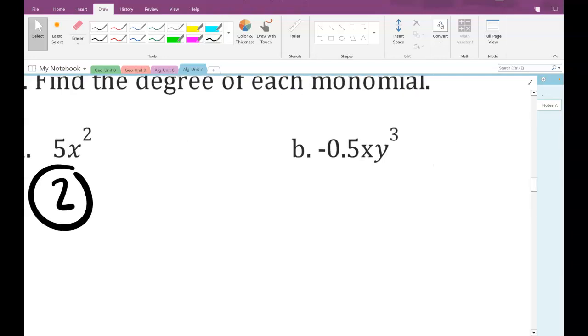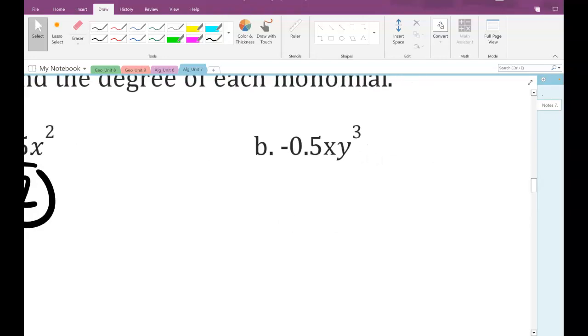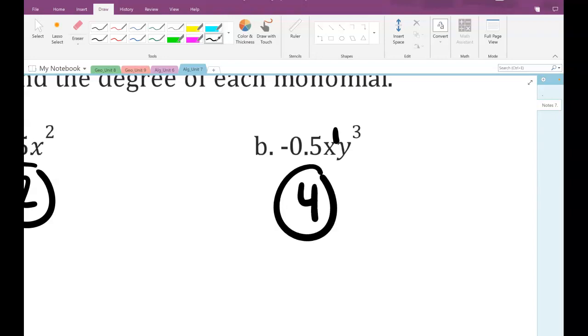For this next example, we have negative 1/2 x times y to the third. You may think, oh, this is a third degree, but remember we have to sum our powers. There's a 1 right here. So this is to the 4th power. Or, sorry, not to the 4th power, it's the 4th degree.